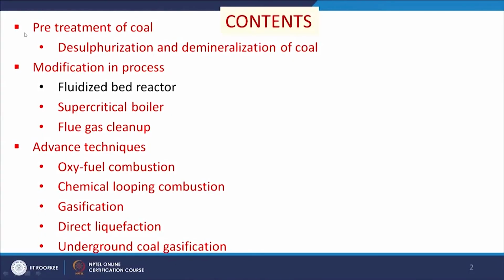Now, these are the contents of our discussion: pre-treatment of coal, that means here we are interested to clean the coal before its application, and modification in process, where we can use different types of improved reactor, and then the boiler device that can be of supercritical type, and flue gas cleanup. And we can use some advanced techniques like oxy-fuel combustion, chemical looping combustion, and then gasification, direct liquefaction and underground coal gasification.